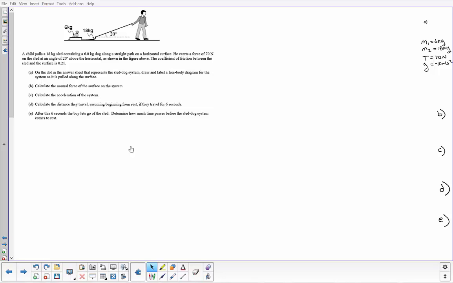Okay, the kid and the sled. So on this problem, we've got a kid pulling a sled with his dog on it across the snow. We know some information, including the coefficient of friction and... In part A, we basically want to do a free body diagram here.